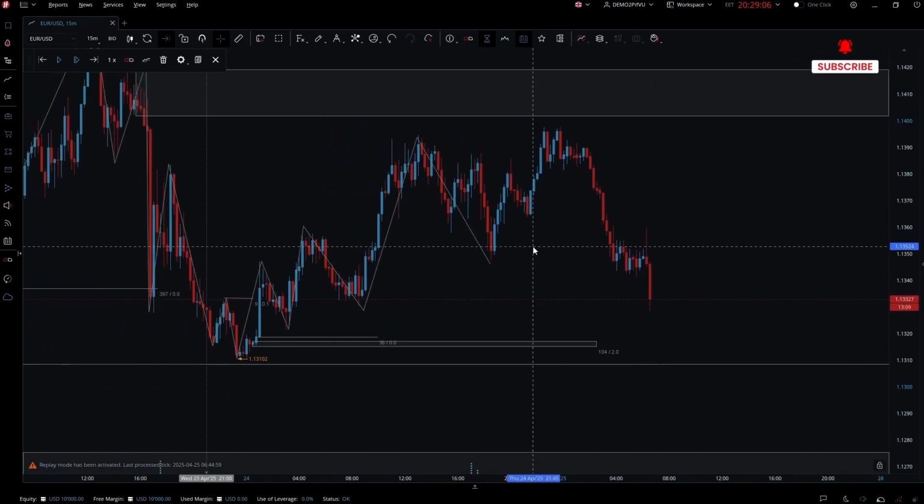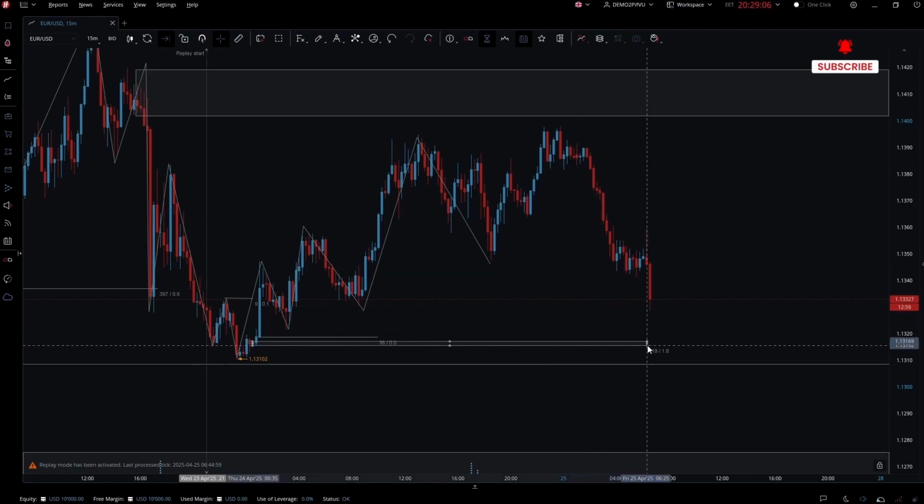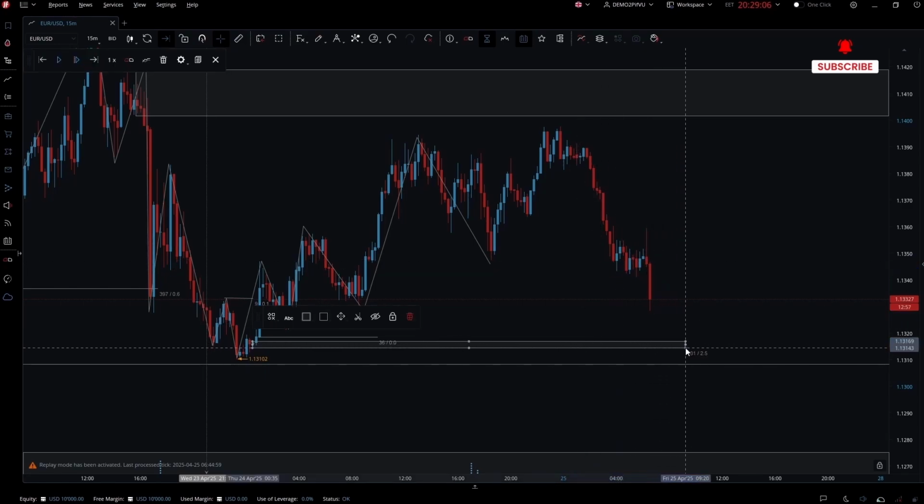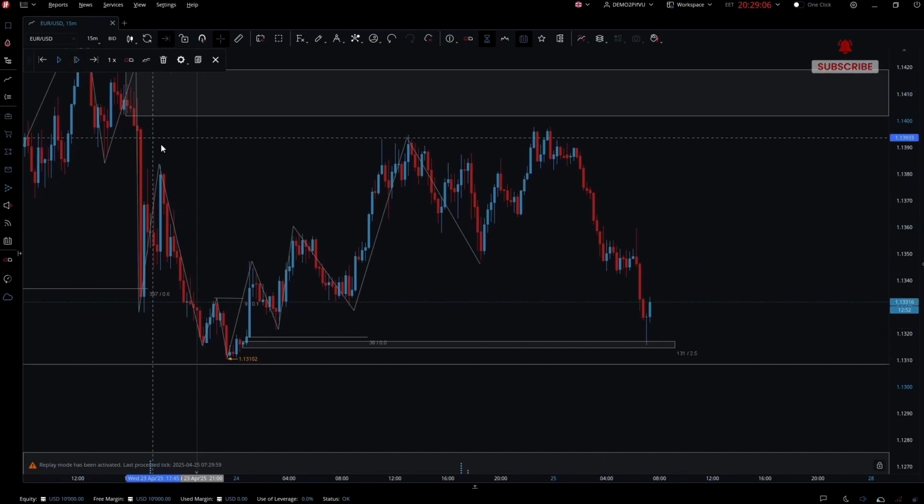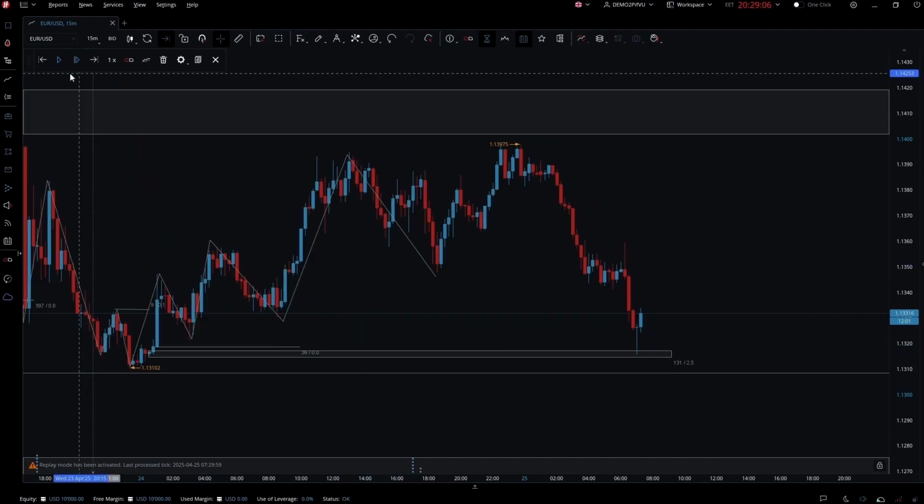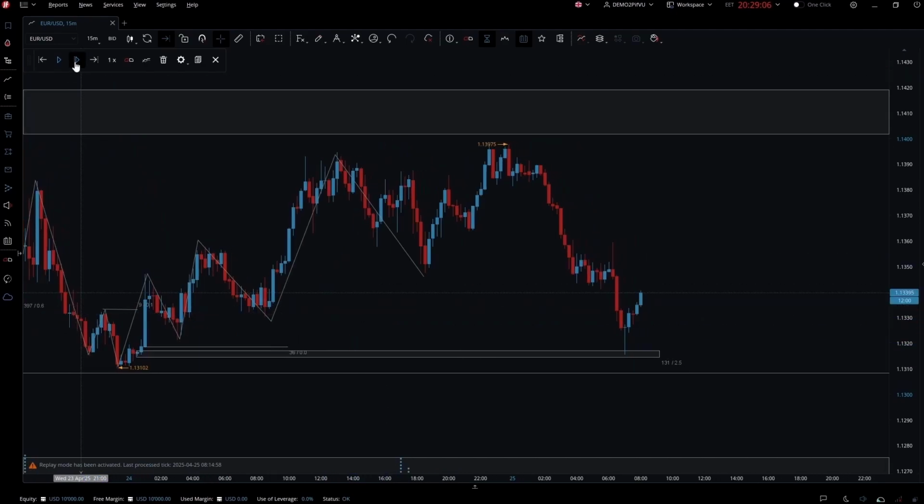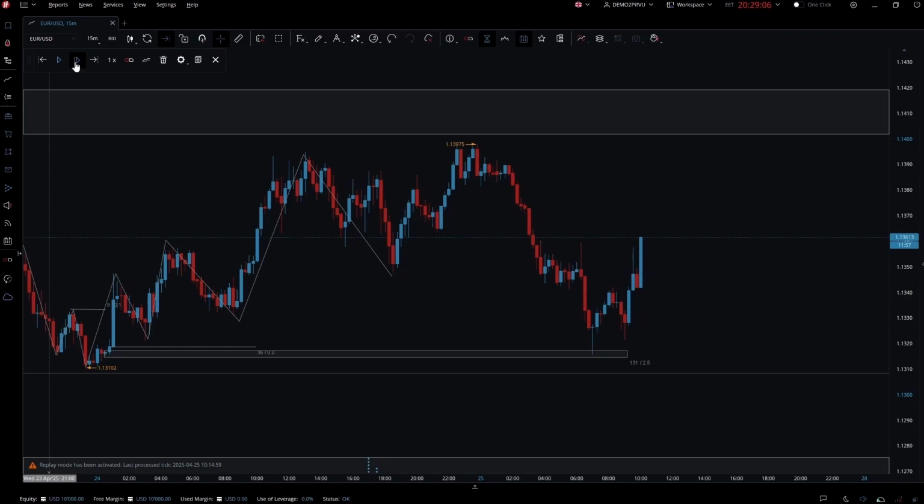So as you can see, price is coming down to our zone. This is our demand zone, and price is actually coming down. So let's wait. We've got tapped at our demand zone. Let's play price forward and see. Yes.